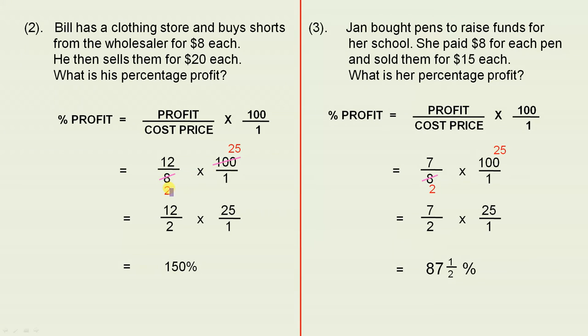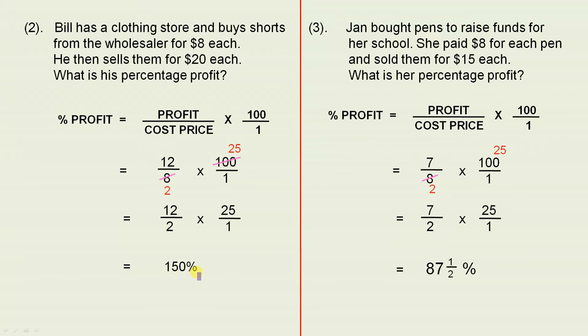4 into 8 goes twice. 4 into 100 goes 25 times. So we have 12 times 25 there, and here we have a 2, and there we have a 1. So it's really 12 over 2 times 25 over 1. Now we can do this in our head. I haven't shown the working, there's really no need. 2 into 2 goes once, 2 into 12 goes 6. 6 times 25 is 150%.